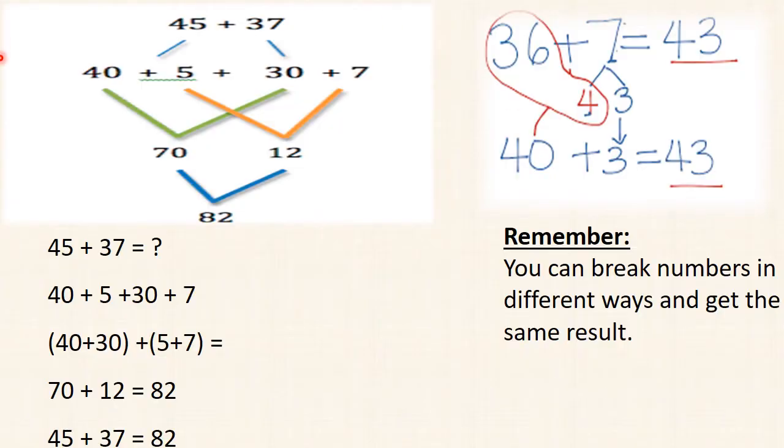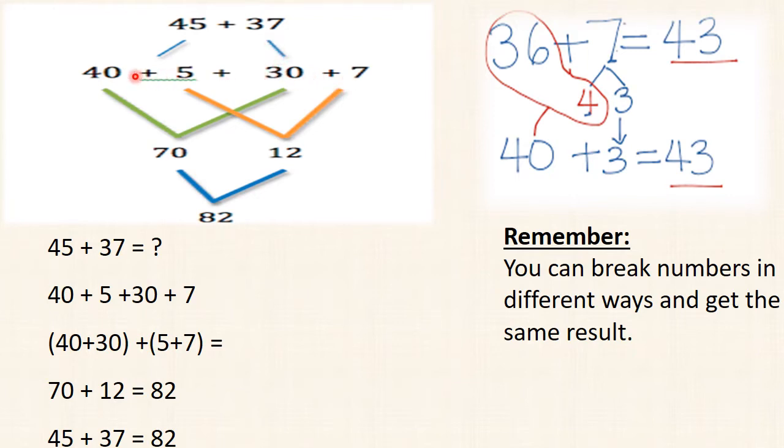Another example, you have 45 plus 37. Instead of adding the two numbers directly, which you can easily do and get 82, I am breaking the numbers. I am breaking 45 into two numbers, 40 and 5. Obviously 40 plus 5 is 45. And I am breaking 37 as well into two numbers, 30 and 7, because 30 plus 7 is 37.